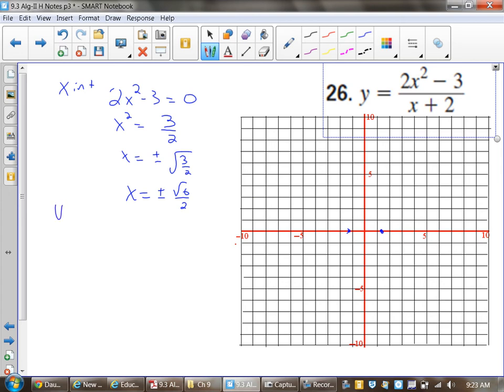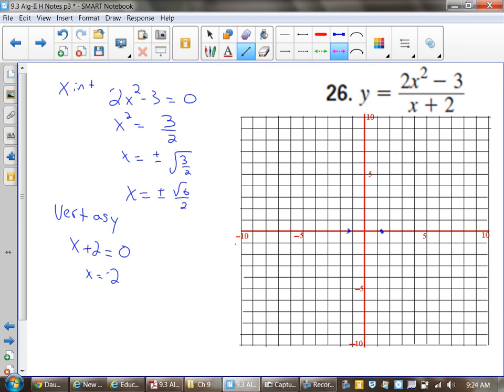The next thing you'd have to find is your vertical asymptotes. Your zero of the denominator. So my vertical asymptote is at x equals -2. I would put a dotted line at x equals -2. And then finally, after that, I look at my horizontal asymptotes. In this case, my m value is 2, my n value is 1, so there's no horizontal asymptote.